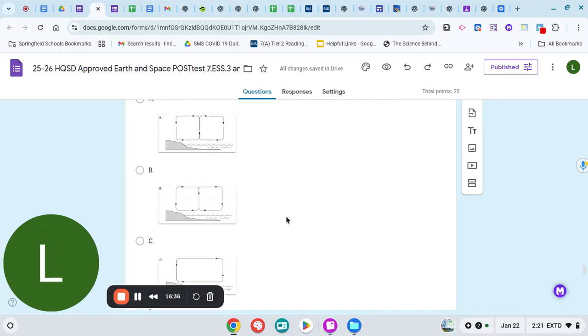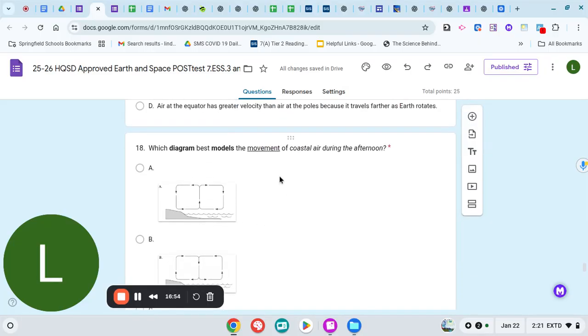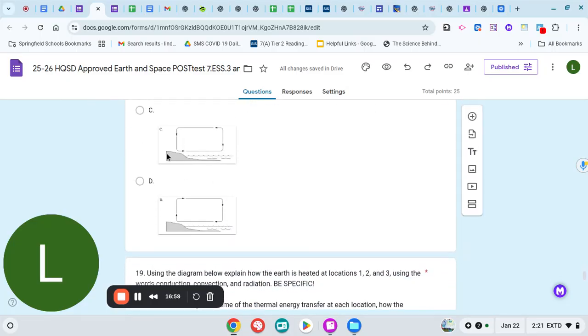Or is it B? You have the land here, the water here, and it looks like you have two currents, one going up this way and around like this, and another going the opposite way, up and around like this. Again, you have to think to yourself, what type of breeze is it during the afternoon? Sea breeze or land breeze, and then go from there. See, this is the land, this is the ocean. Looks like there's only one current, and this current goes up and around like this.